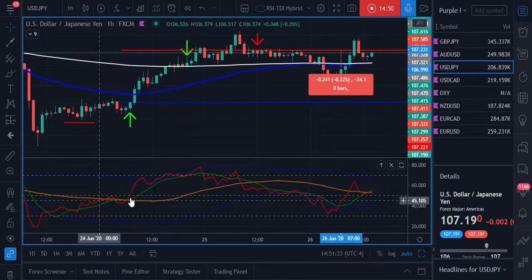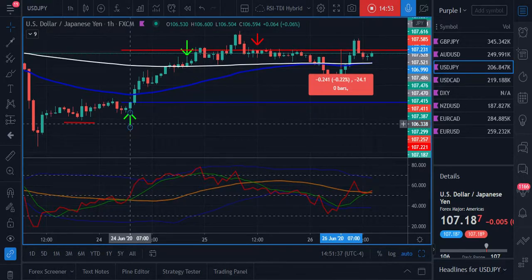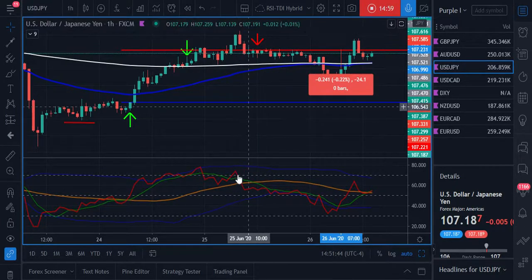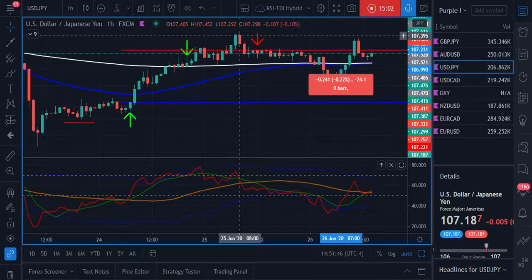It's really simple. When the red crosses the yellow and then the green follows, you're looking to enter. Oh, I forgot to tell you where to put your stop loss. Your stop loss is right here above this. See, this is where they cross, and you're going to put your stop loss right here above it.